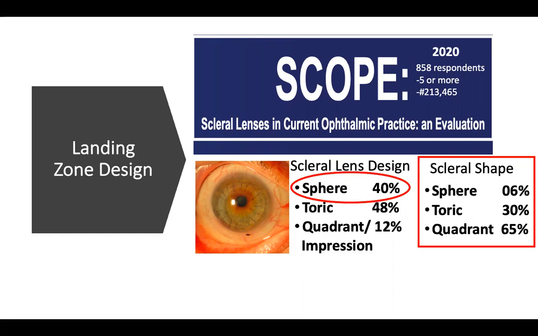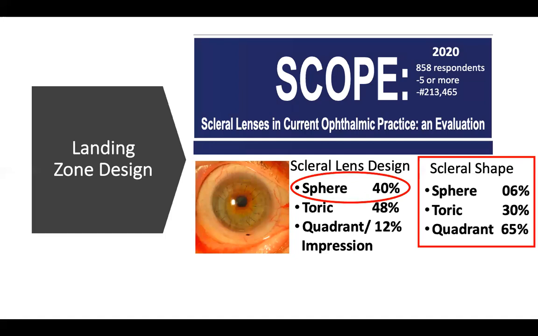Esta es una encuesta que se hizo internacionalmente de las adaptaciones que se estaban realizando a nivel de lentes esclerales, y se determinó que de los participantes, de los profesionales que hicieron la encuesta, 40% estaba adaptando lentes esféricos, pero que no correspondía al estudio de la forma de la esclera.